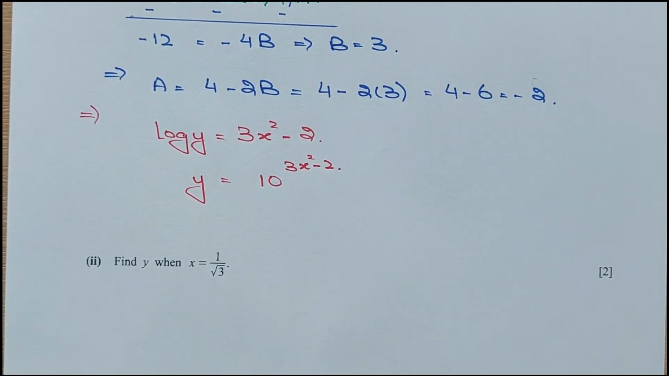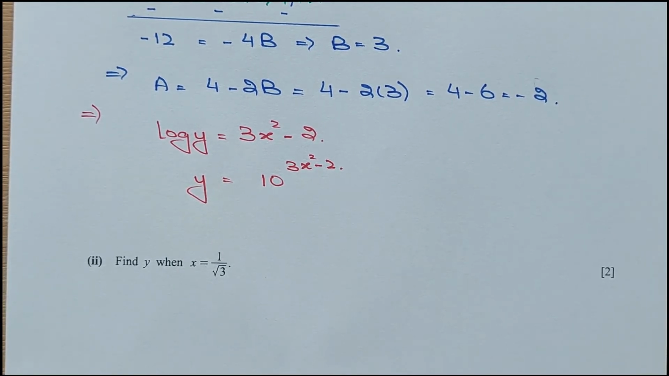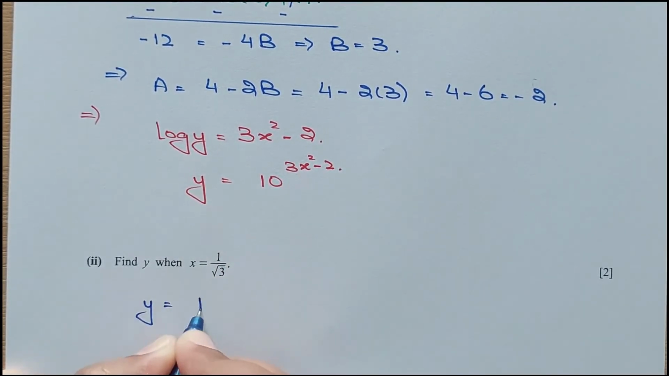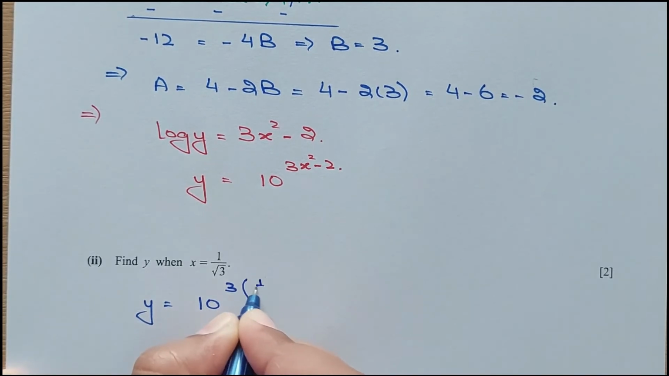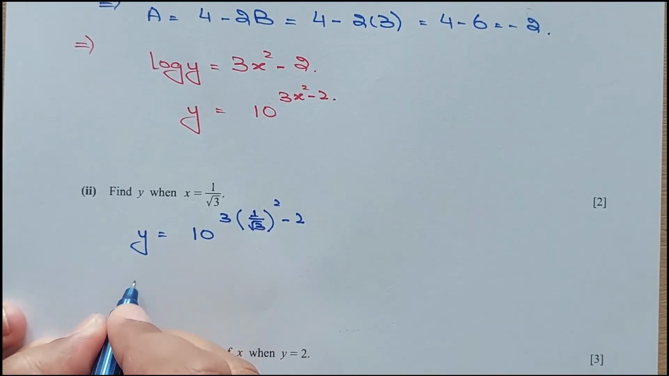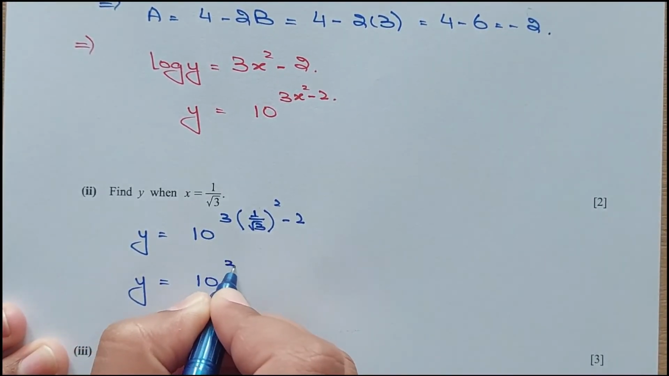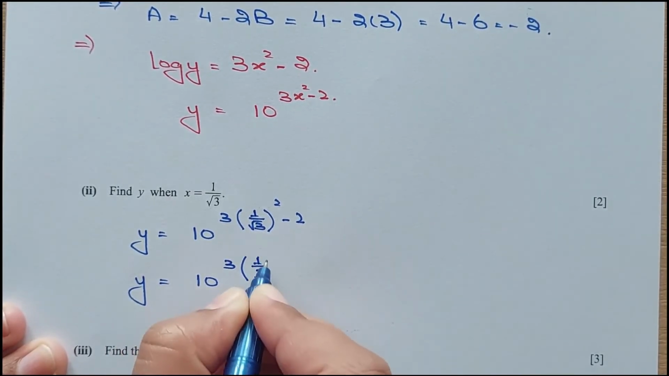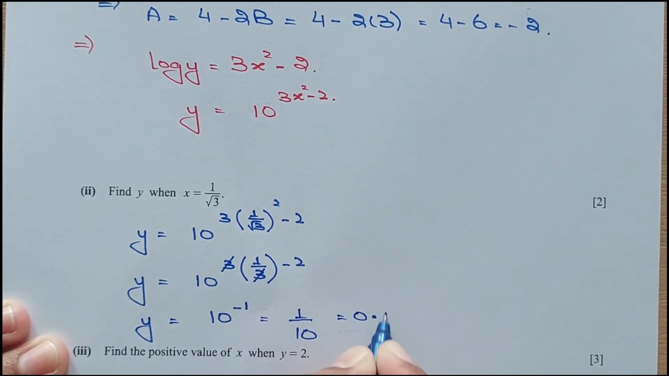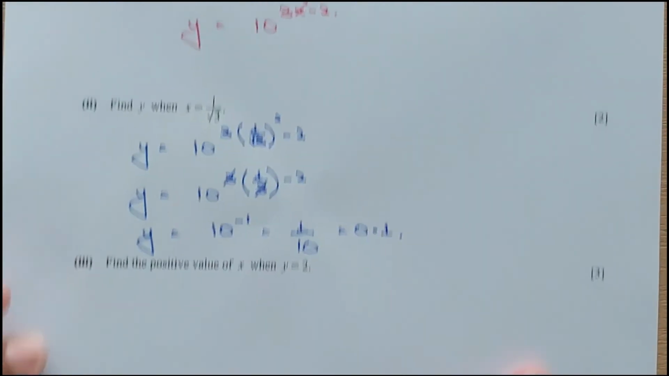Now for the second part, find y when x is 1 over square root of 3. That's easy, just substituting the value of 1 over square root of 3, we will get y equals 10 exponent 3 times (1 over square root of 3) whole squared minus 2, right? Further simplification, we have y equals 10 to the power of 3 times (1 over square root of 3) squared, which is 3, minus 2. So 3 is cancelled with 3 and 1 minus 2 gives y equals 10 to the power minus 1, or that is just 1 by 10. This is 1 by 10 or 0.1. So when x is 1 over square root of 3, y is 0.1.